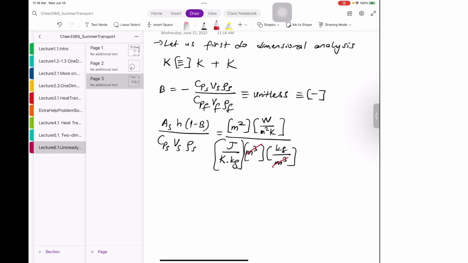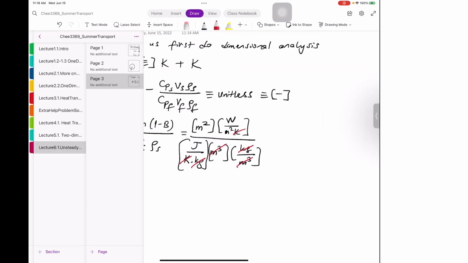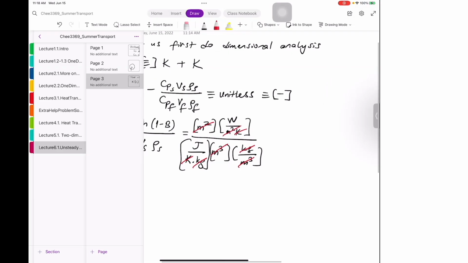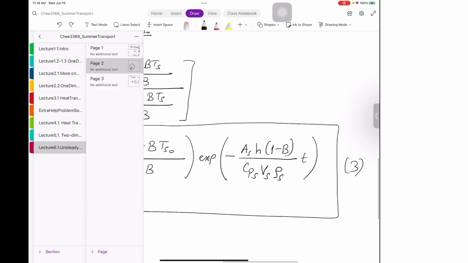And if you can see, these cancel, Kelvins cancel, and you get meter squared times meter squared, meter squared times 1 over meter squared cancel. So you get watt over joules, but watt is basically joules per second. So this is just 1 over seconds. And in the exponential, this is 1 over second, this is second, so that's unitless. So exponential unitless, that makes sense.